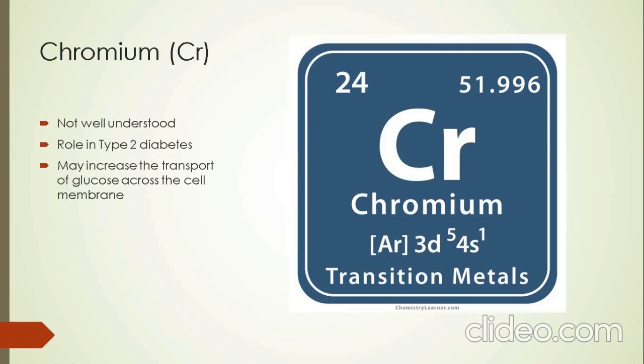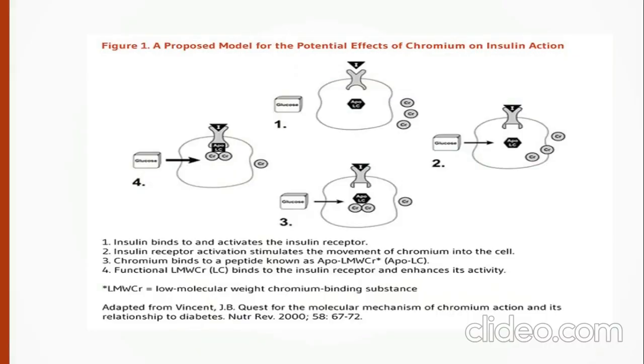And this is chromium. While it is not well understood, it has a role in type 2 diabetes. It may increase the transport of glucose across the cell membrane. This is a model for the potential effects of chromium on insulin action. Number 1. Insulin binds to and activates the insulin receptor. Insulin receptor activation stimulates the movement of chromium into the cell. Chromium binds to the peptide known as apo, low molecular weight chromium binding substance. Functional low molecular weight chromium binding substance binds to the insulin receptor and enhances its activity.